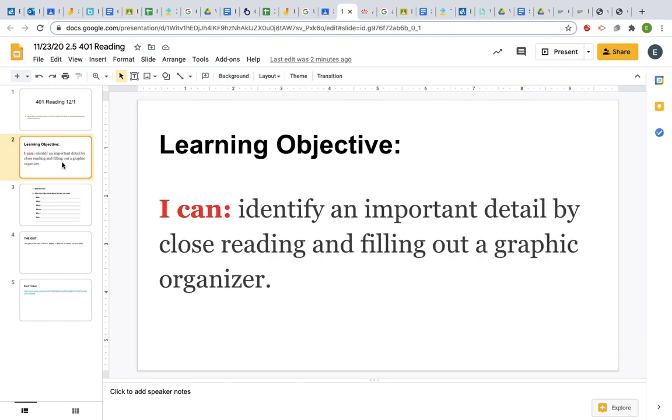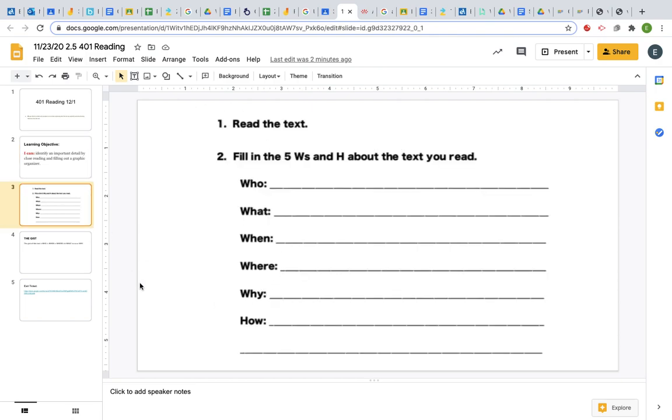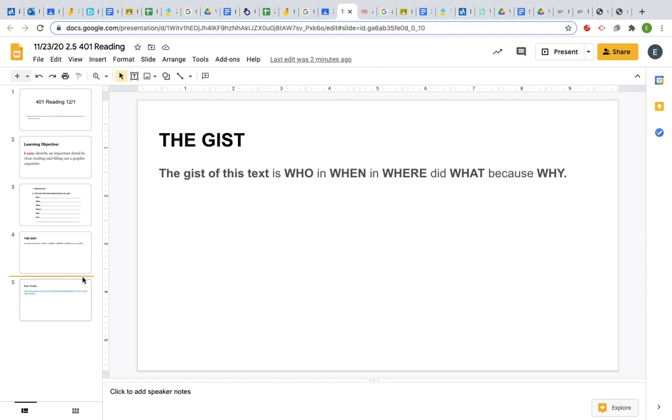So today we are going to identify important detail by close reading and filling out a graphic organizer. Last week we worked with this to find the who, what, where, when, why, and how, and then put it into this sentence frame to write our gist.